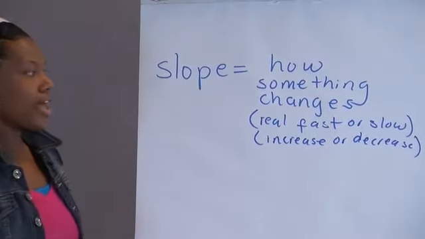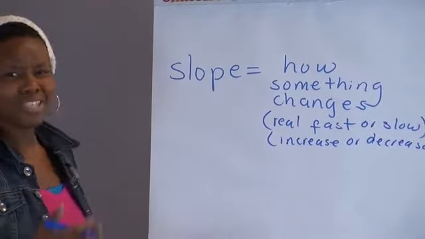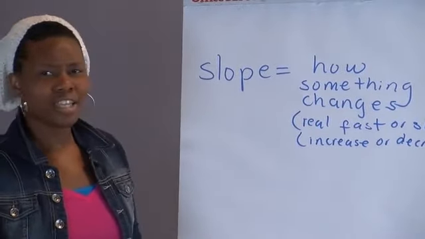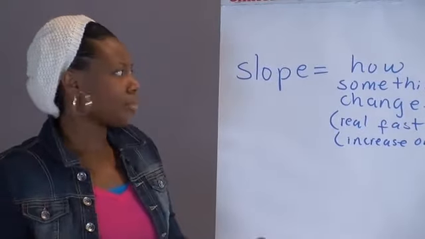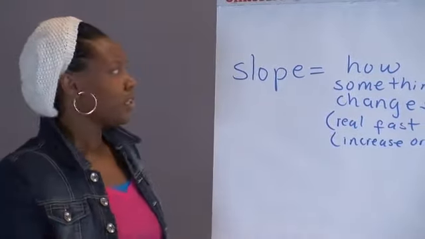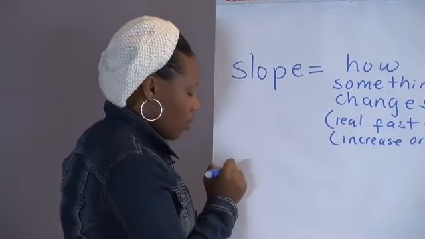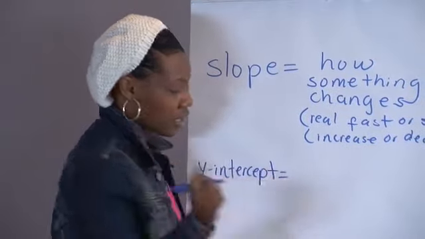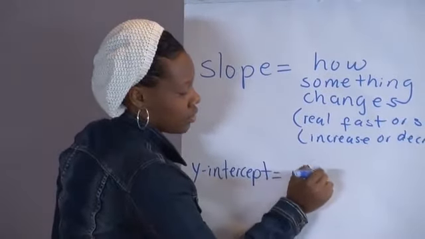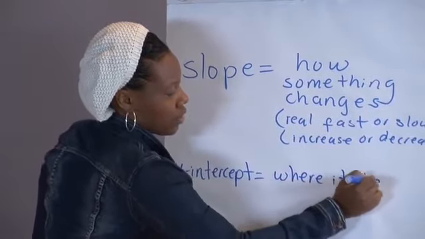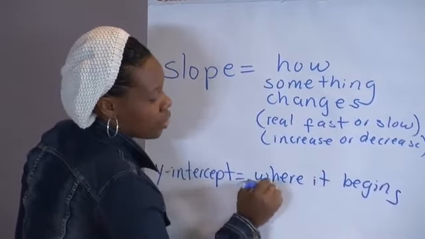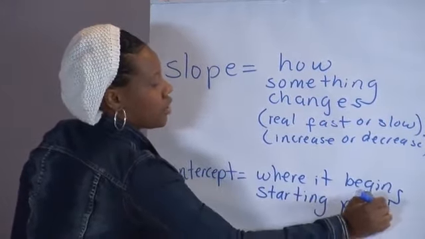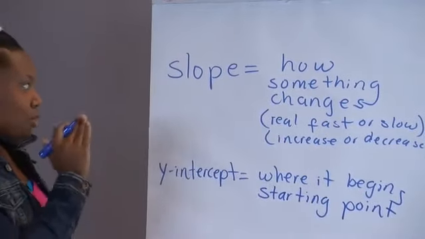So I may say that something's increasing 10 beats per second, or decreasing 10 beats per second, something like that, or 20 beats per second is how something changes, okay? The y-intercept is where it begins. Meaning that it's your starting point. So we can digest those two things.